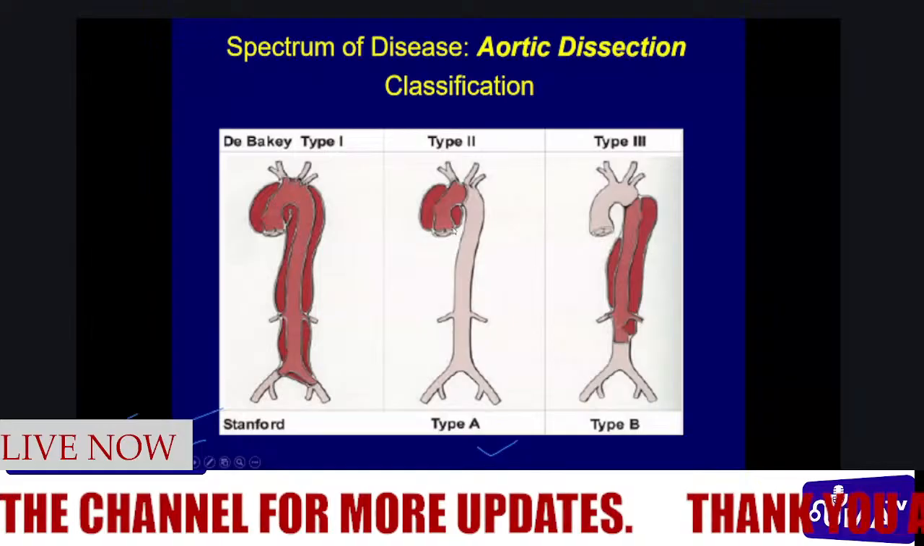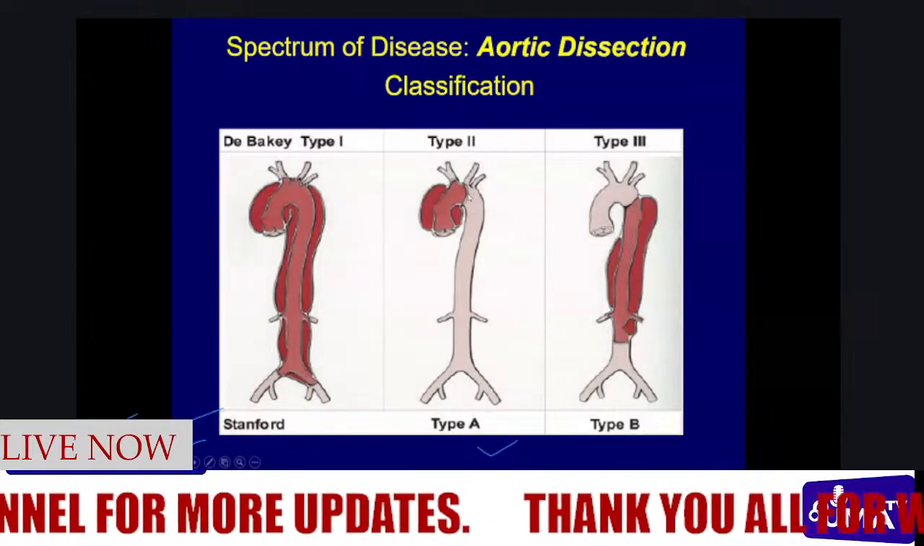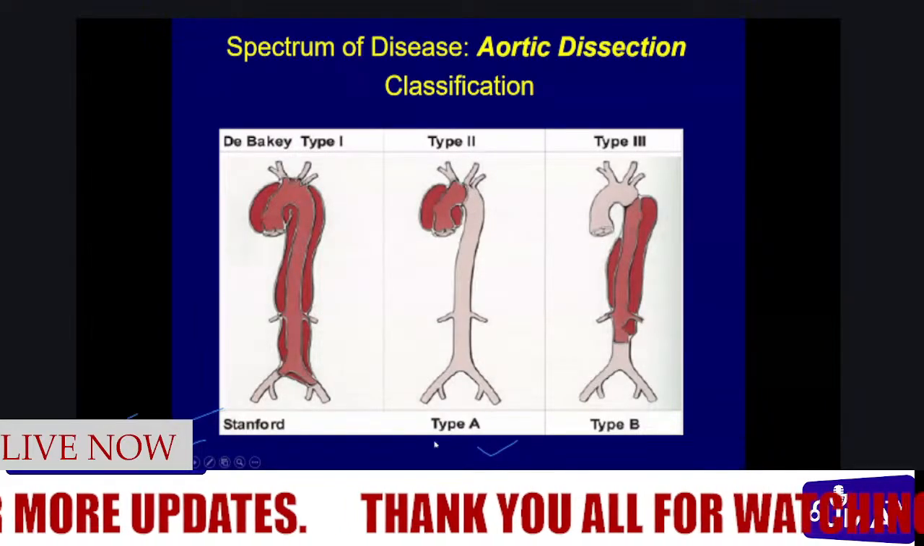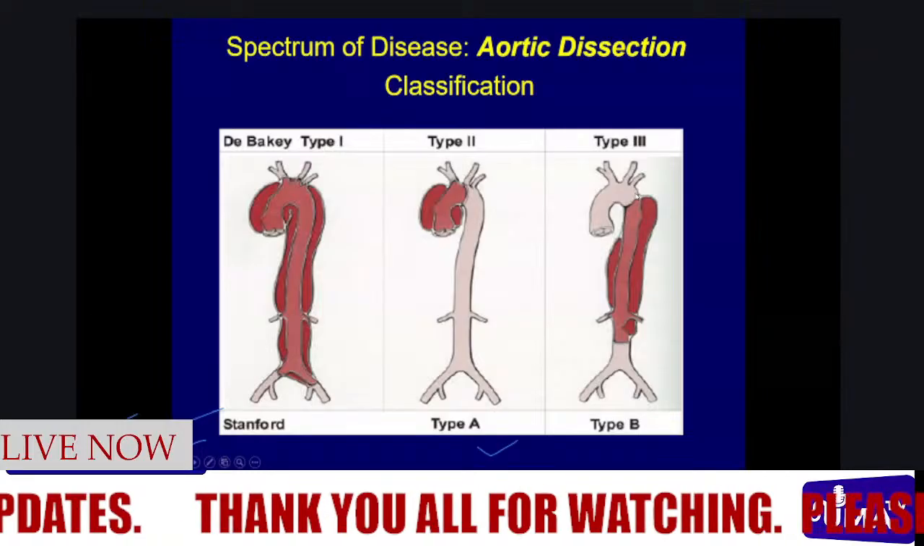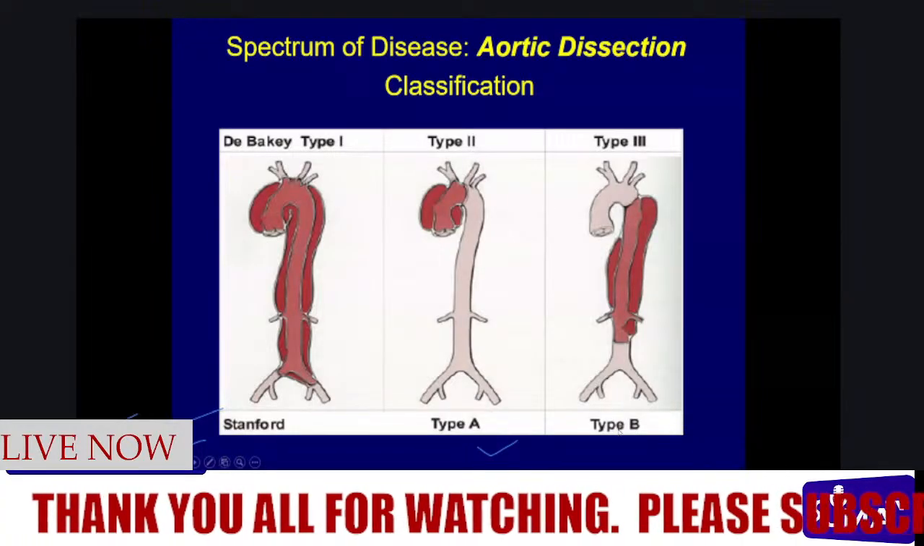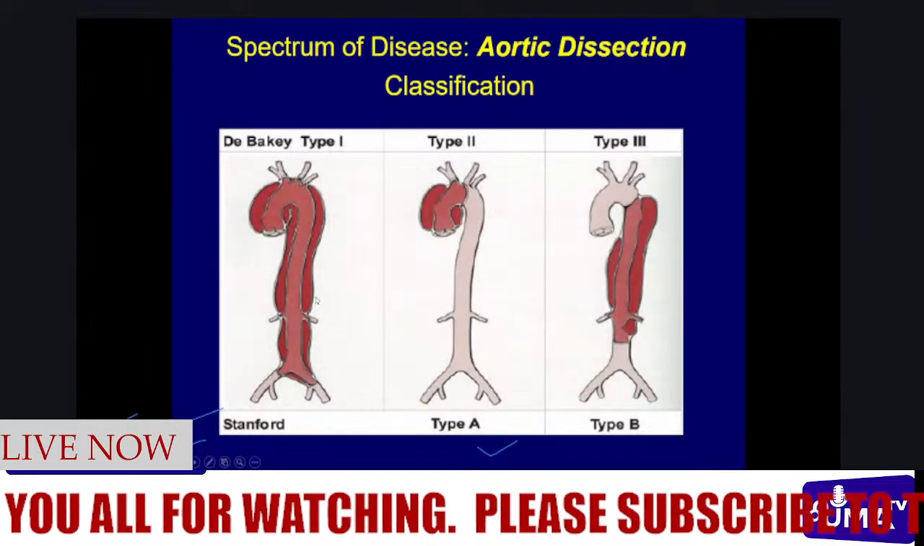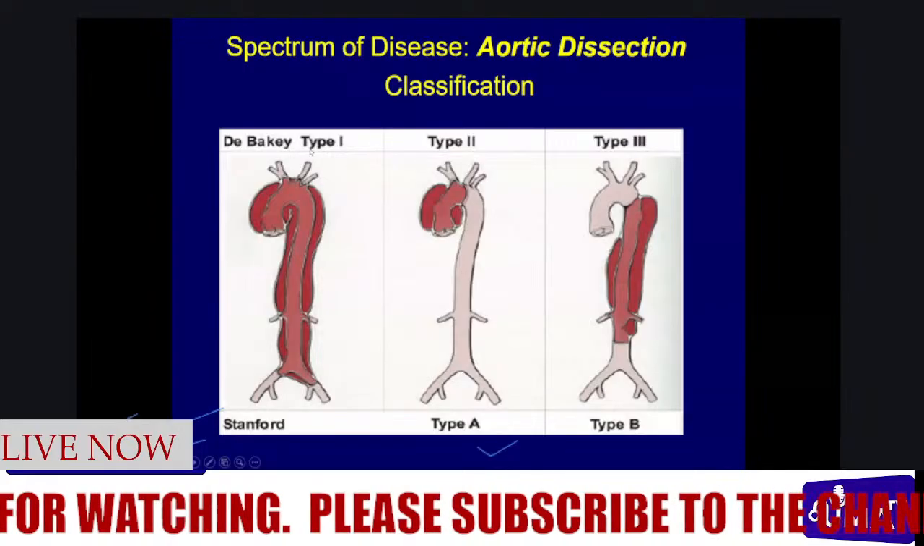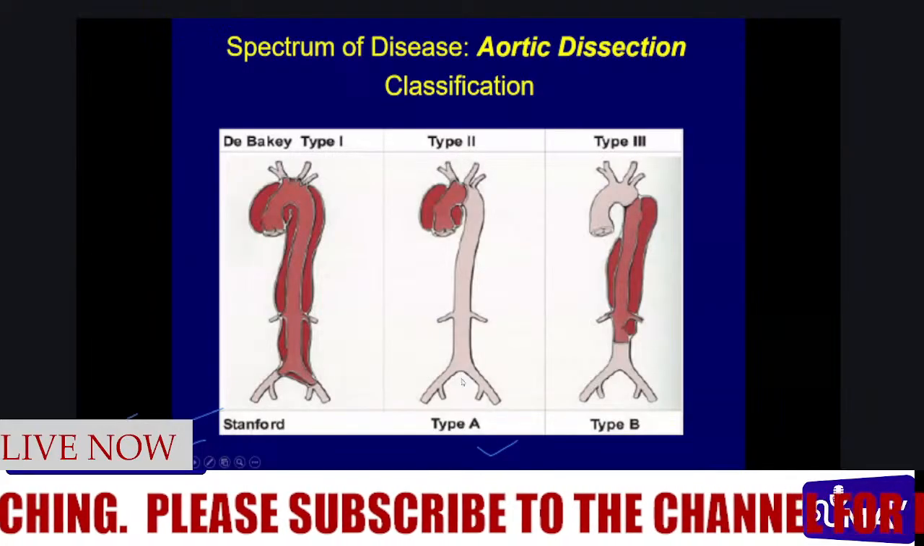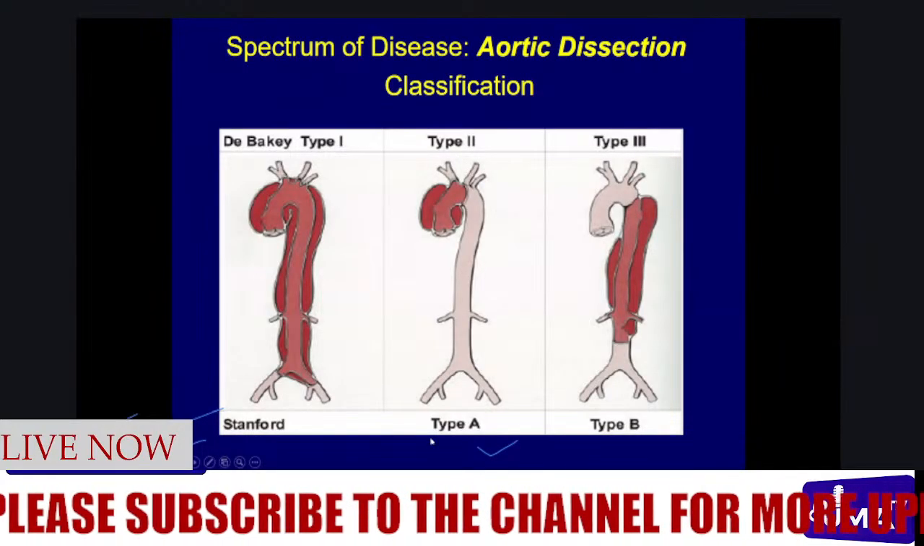This has already been talked about. If the origin is before the left subclavian, that is Stanford A. If it is after the left subclavian, that is Stanford B. There is another classification called DeBakey, where you have type 1, type 2, type 3, but more or less the same as Stanford.